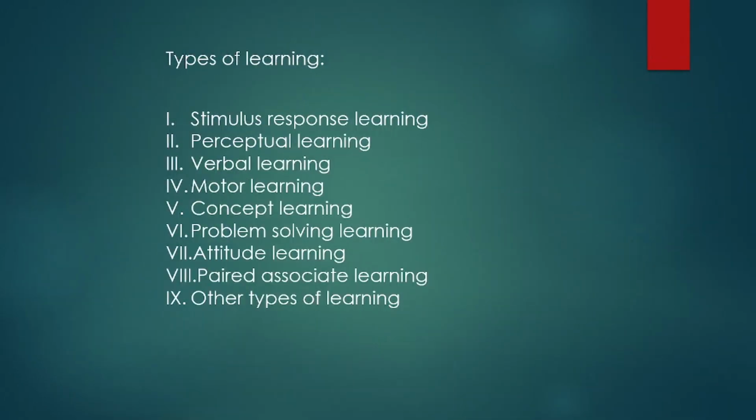Coming to types of learning. First one is stimulus response learning. Stimulus response learning involves the conditioning of the respondent behavior through the process of stimulus association and substitution. Again, it is subdivided into classical conditioning and instrumental conditioning.